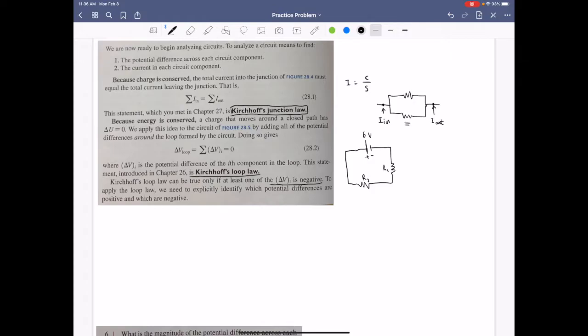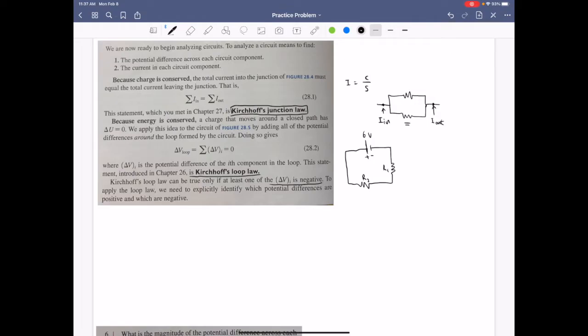Kirchhoff's loop law can be true only if at least one of the components is negative. To apply the loop law, we need to explicitly identify which potential differences are positive and which are negative. The first sentence is saying that there has to be at least one resistor that's negative in order to balance the positive potential difference of the battery or the power source.